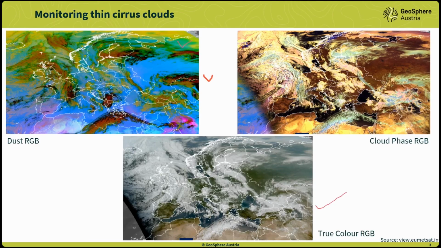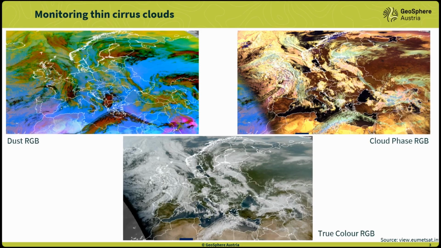Okay, I see some first answers appearing. So don't be misled by the name. That's my hint for this question. Don't be misled by the name. I will give you some more seconds. I think at the moment, cloud phase looks like it's okay. No, dust RGB. Okay. Just a few more seconds and that's it. So it's indeed the dust RGB.